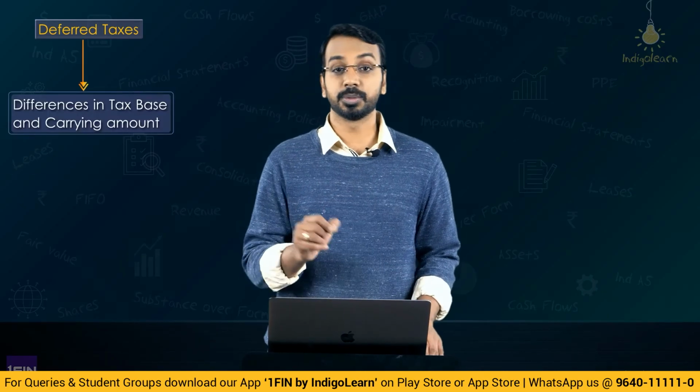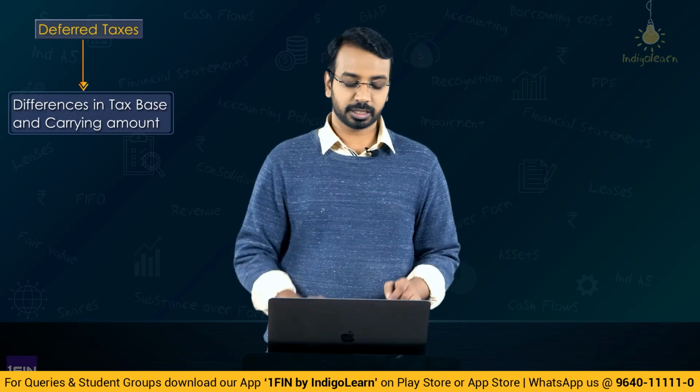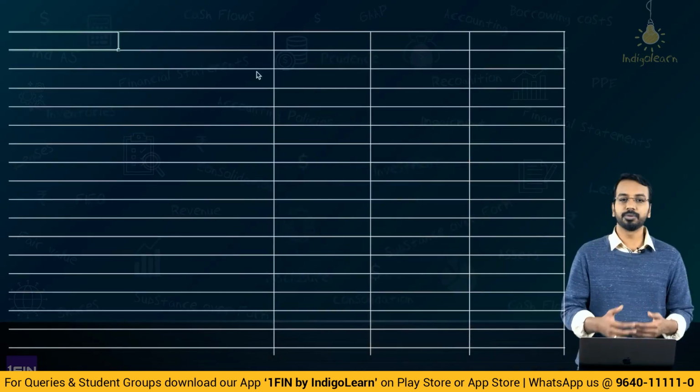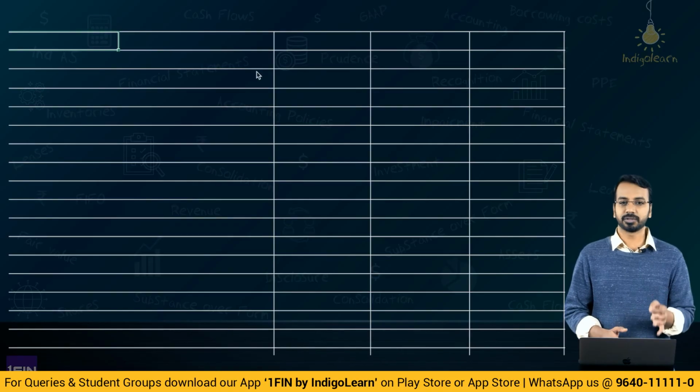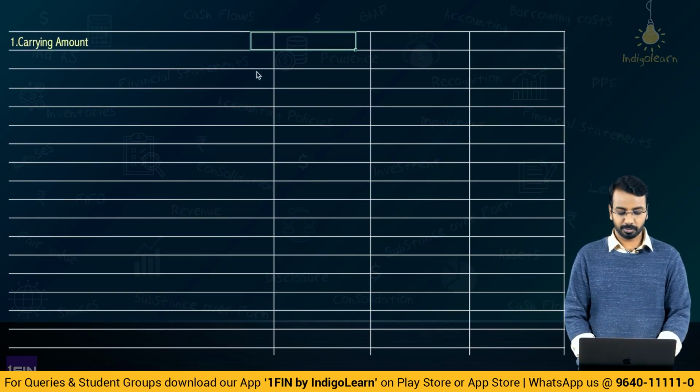So, before we move further, let us summarize whatever we have discussed so far. We are talking about deferred taxes, and these deferred taxes arise because of differences between the carrying amount and the tax basis. So, whenever you have to compute deferred taxes, the first thing that you have to calculate is the carrying amount. What is this carrying amount? Carrying amount is the amount as per books. Okay.